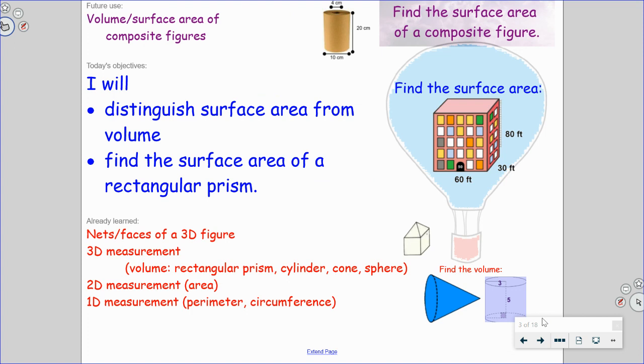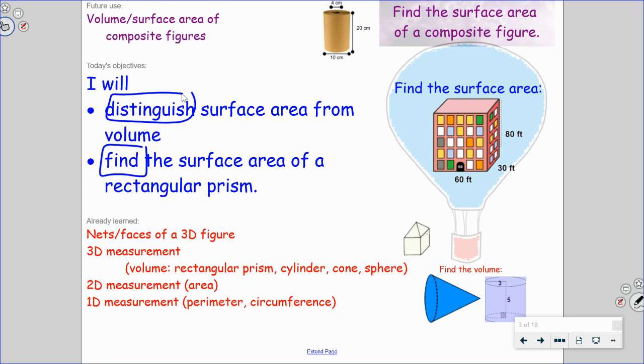All right, ladies and gents, goal for today is twofold. I'm going to focus on the action words, distinguish and find. So the very first thing that I want us to do today is to distinguish the difference between surface area and volume. Then, once we have that difference, we can go ahead and actually find the surface area. Now, here's what I mean.